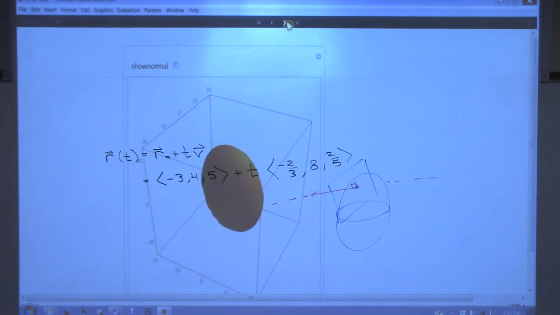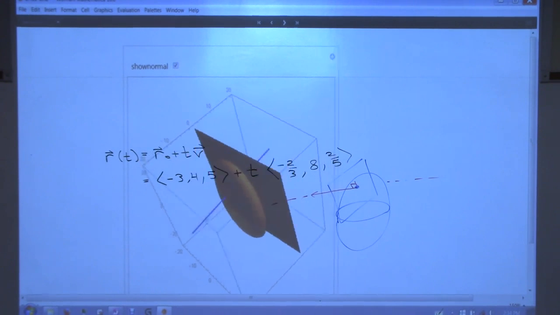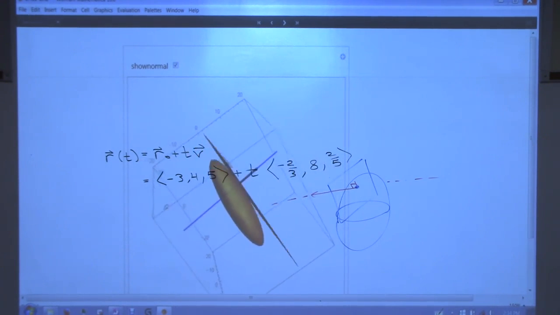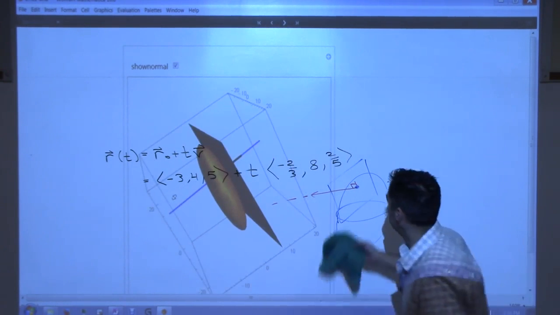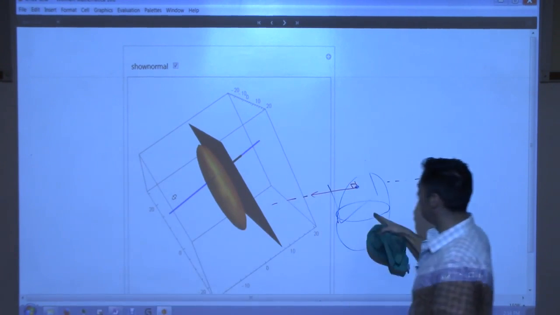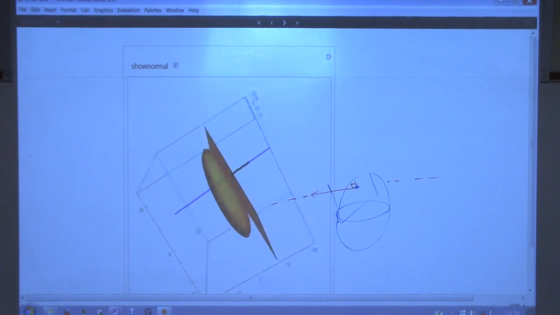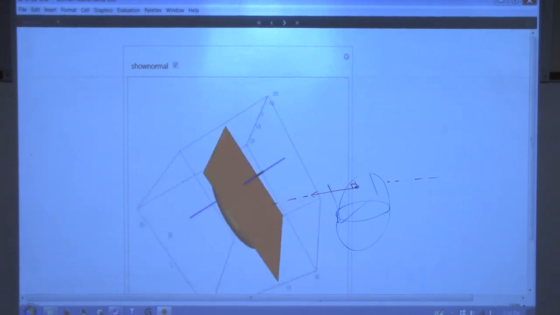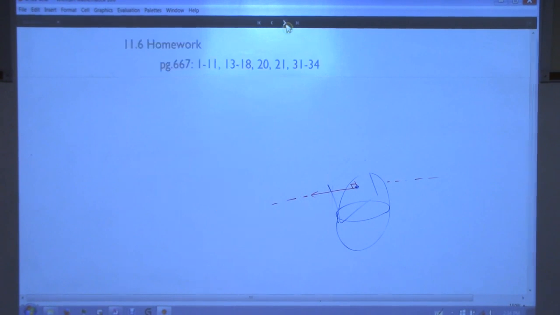I believe that's the end. Oh, that's just a picture. There it is. That's the actual ellipsoid we were just looking at. I think my picture was actually better than this. Don't you think my picture's better than that one? I think it is. There we go. That's the homework.